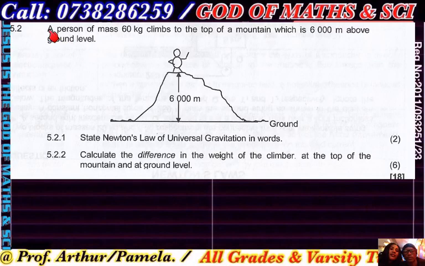Here's a question by the scientist, 5.2. It says a person of mass 50 kilograms climbs on the top of a mountain which is 6,000 meters above ground level. State Newton's law of universal gravitation in words. Let's also give it in the form of an equation.